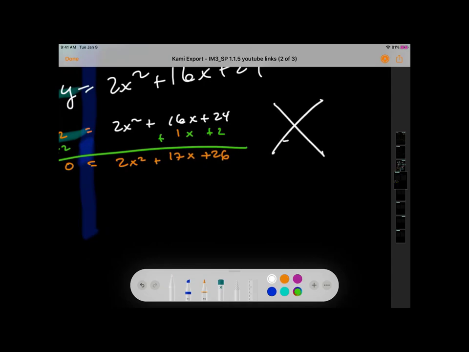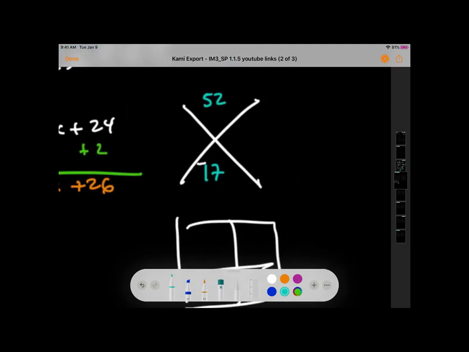And remember, a value is 2 here, so I'm going to have to use both the x in the box if the x puzzle works. Let's go ahead and try that. A times c is 52, and my b value is 17. Let's list all the factors of 52. Remember, this visual might help you.